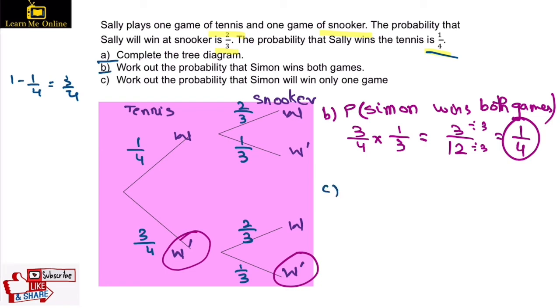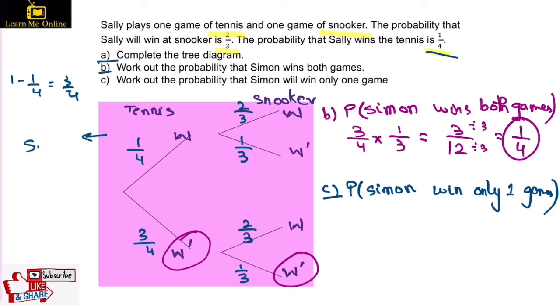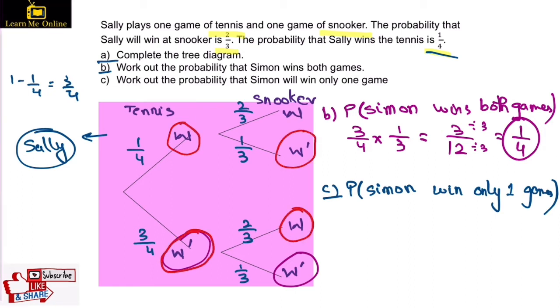Now we are going on to C. Work out the probability that Simon wins only one game. Okay, so I'm going to try to understand this now, because the whole tree diagram is given to us with respect to Sally. This says to find the probability when Simon wins one game. It means that when Sally loses one game, in other words, Simon would be winning that game. So we can take the combination where there's a win and a lose, or where there's a lose and a win. I'm going to write it down now. Probability of the win and the lose.